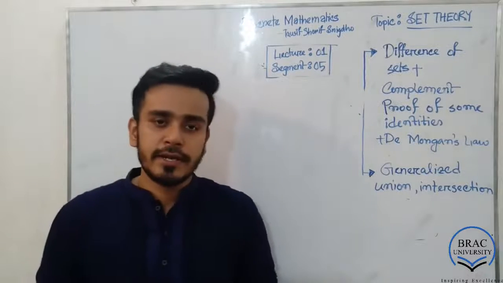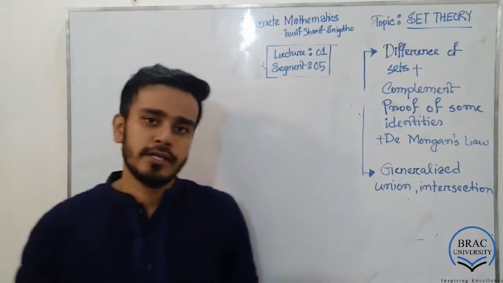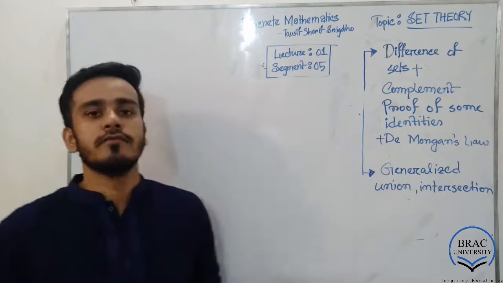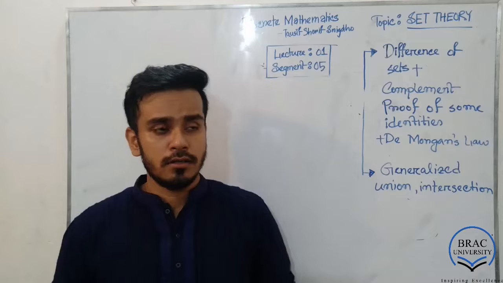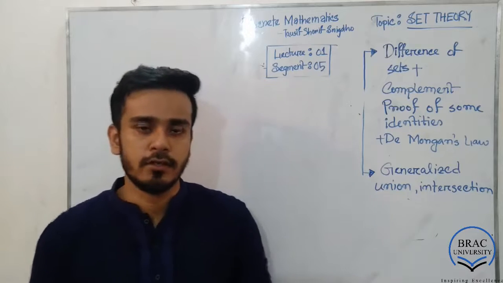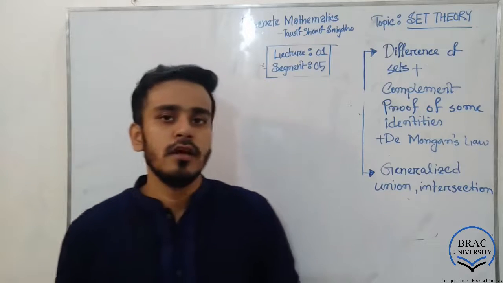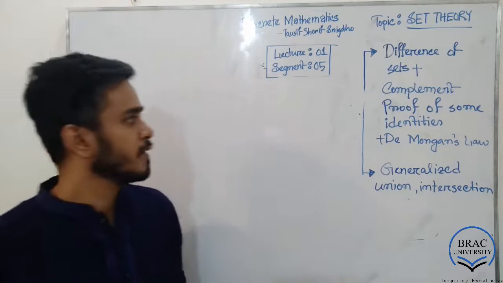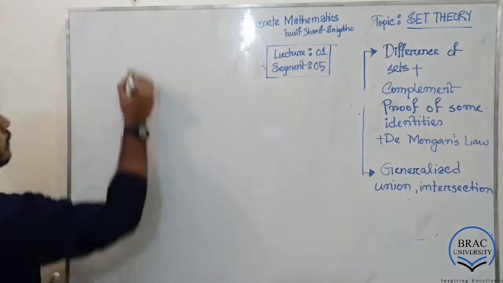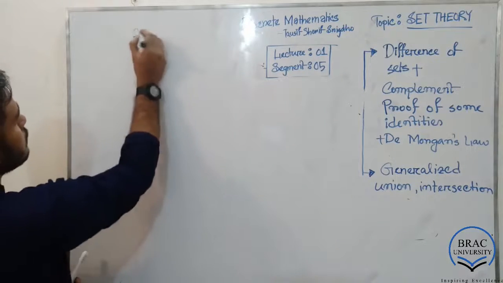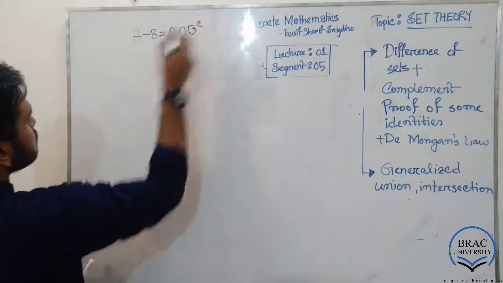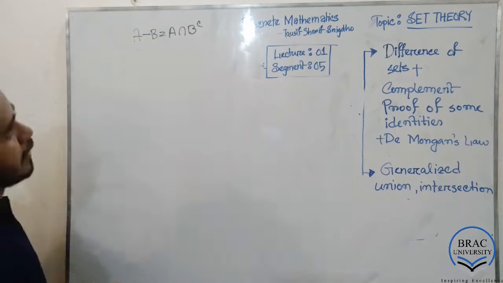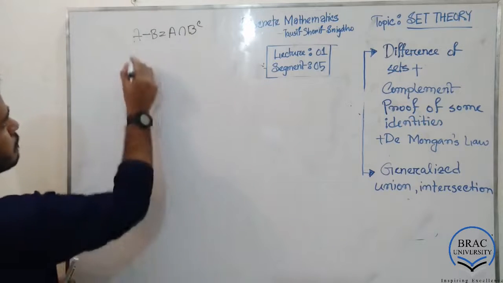Now I'll prove some identities, and as we know there are many identities in set theory, and we can study them from the book of Kenneth H. Rosen, and the book's name is Discrete Mathematics and Its Applications. We can solve some problems of set theory from that book as well. So at first I'll start with the statement. We'll prove it first, and we'll prove it using a Venn diagram.